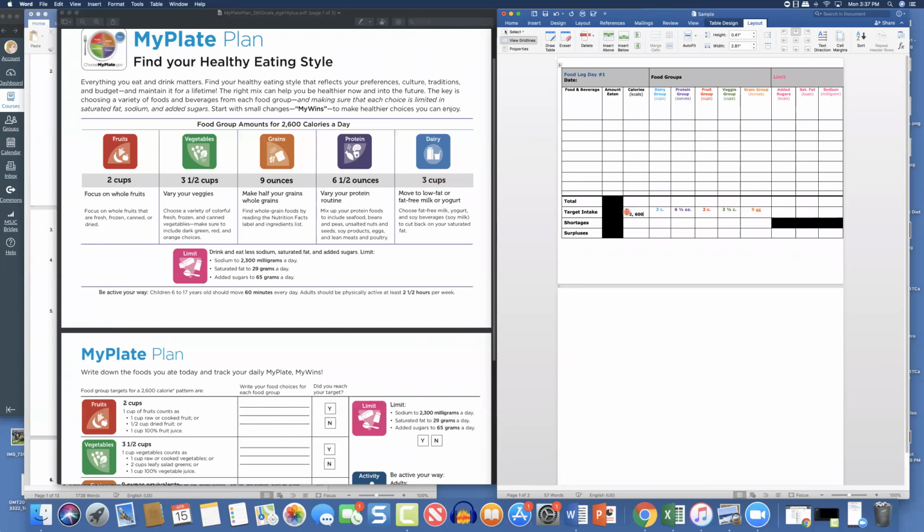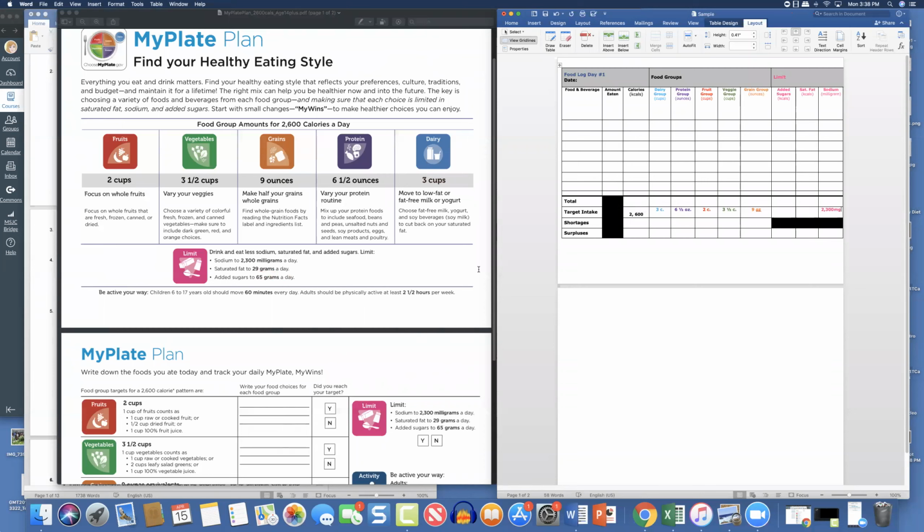All right, now I also mentioned on question number 3 that you fill in the limits like added sugar, saturated fat, and sodium. Those are found at the bottom of your MyPlate plan that you downloaded. And for everyone, it's going to be 2,300 milligrams a day. So let's fill that one in over here as your target. Take note that it's milligrams, not grams. Next is saturated fat, 29 grams a day is the target.